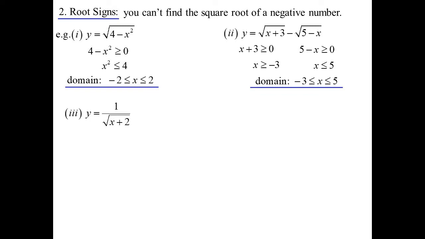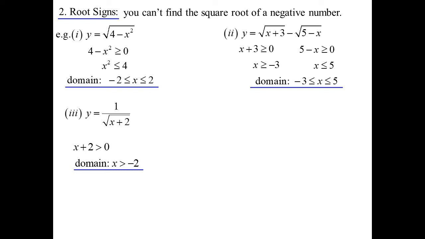Ooh, let's combine the two together. I've got a fraction and I've got a square root sign. Well, all the difference here is instead of saying x plus 2 is greater than or equal to 0, now it has to be greater than, because it can't equal 0 because it's on the bottom of a fraction. So x plus 2 is greater than 0. There's my domain. X is greater than negative 2. They're really the two key things to look for with domain.